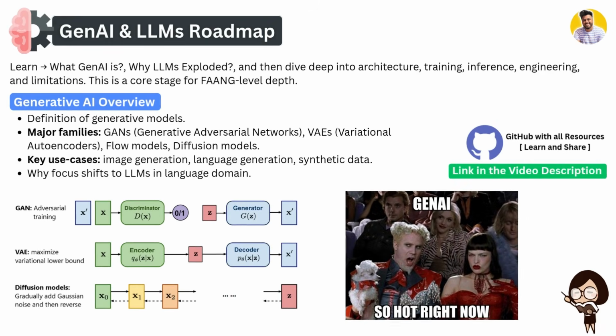First, you have to learn about the generative models, their major families like GANs, the generative adversarial networks, or variational autoencoders, along with flow models and diffusion models, and their use cases like image generation, language generation, synthetic data generation, or language translation, and why the focus shifted towards large language models in 2025 or in the next decade as well.